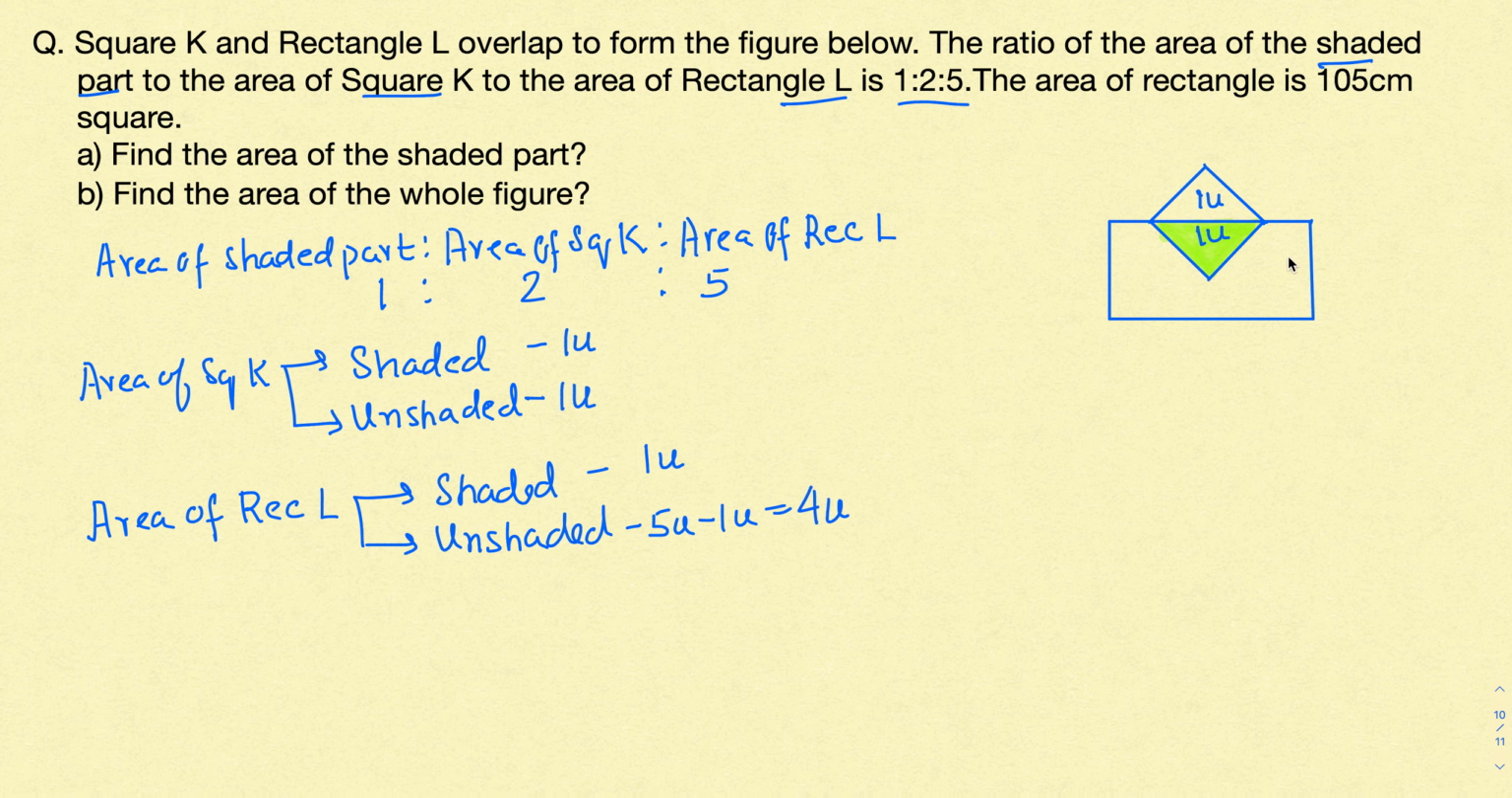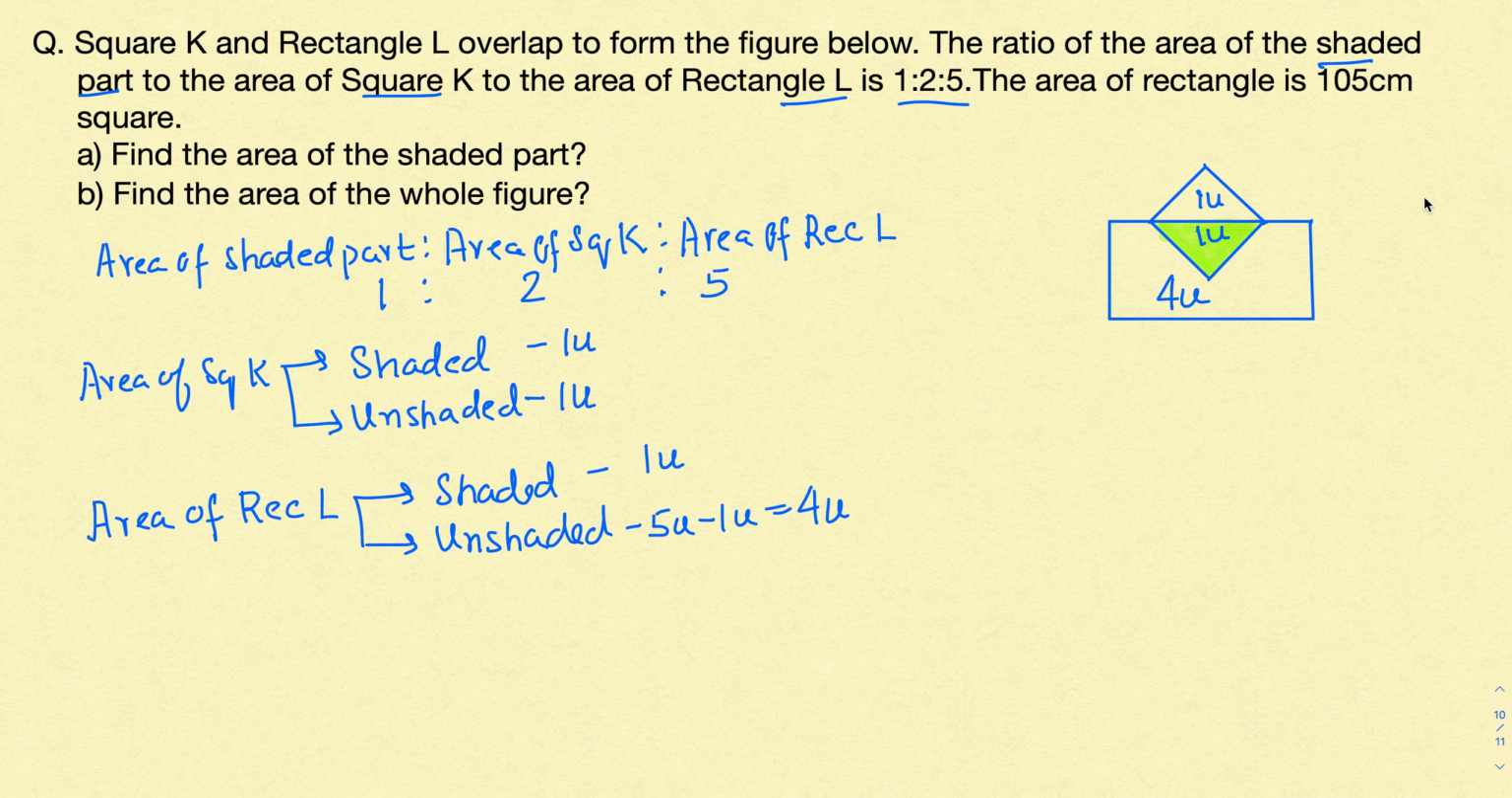That means the unshaded part of the rectangle should be 4 units, right? Then you see here 1 unit plus 4 units, total is 5 units. So for the rectangle, 4 plus 1, 5. For the square, 1 plus 1, 2. And shaded is obviously 1. So we are fine. We are good to go, right?